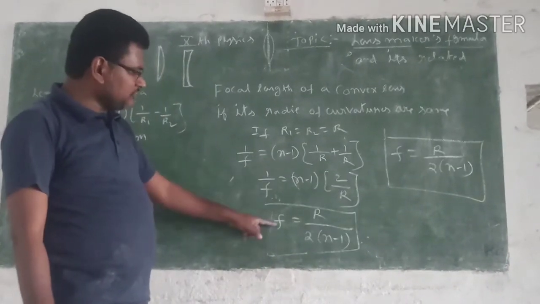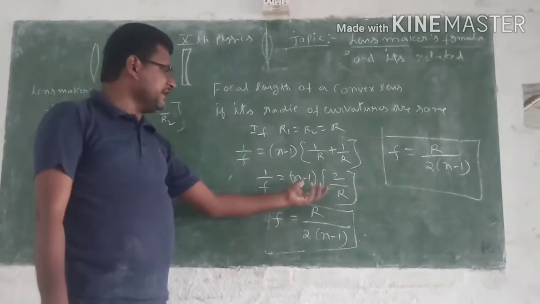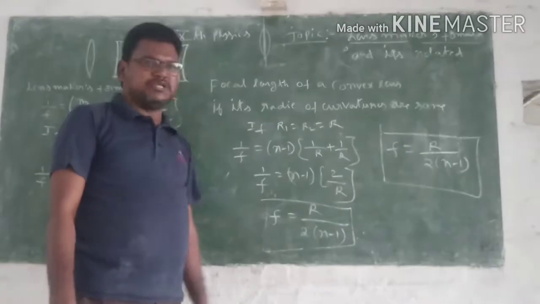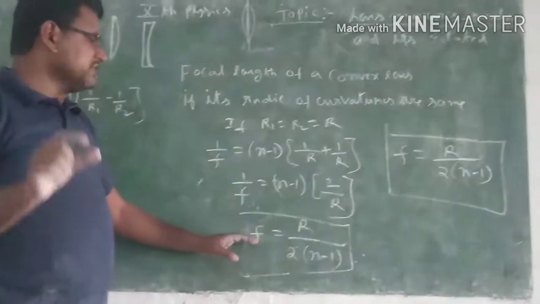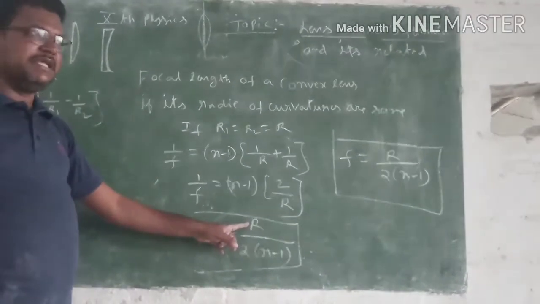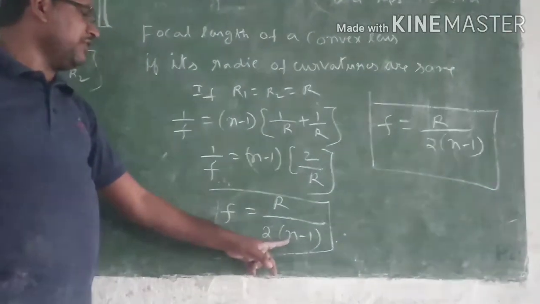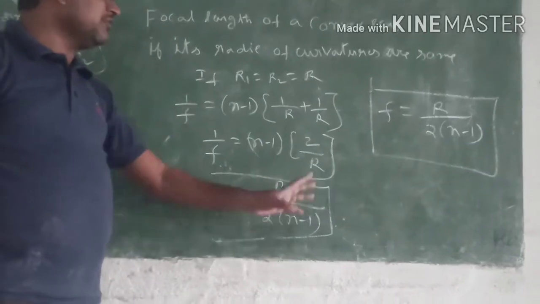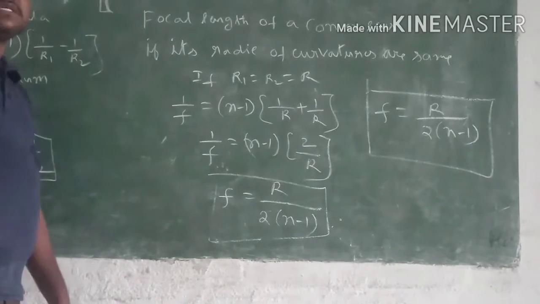Then we reverse the right-hand side of this equation: f is equal to R by 2 into n minus 1. This is the focal length of a convex lens when its radii of curvature are the same. Here f is the focal length, R is the radius of curvature, and n is the refractive index of the lens.